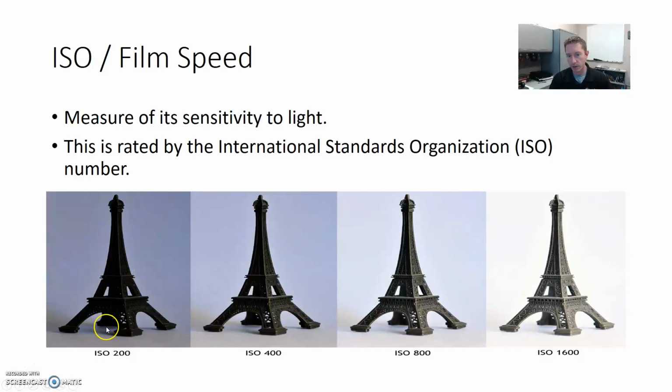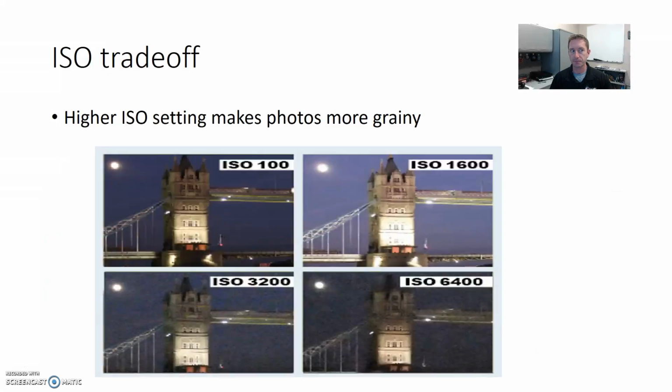So at ISO 200, this picture's kind of dark. And as we go up to more light sensitive, like ISO 800 or 1600, now our picture's got much lighter. And the ISO settings, the lower the number, the less sensitive it is to light. The higher the number, the more sensitive it is to light. Kind of showing this as a trade-off.